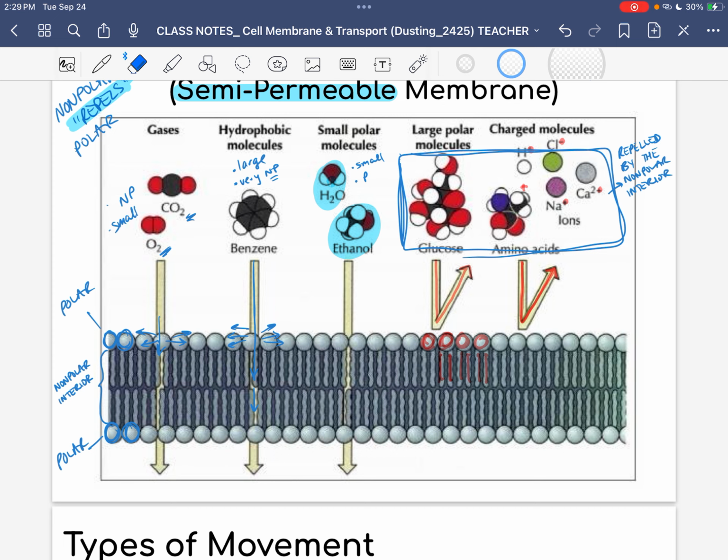Let's give these a little highlighting. Gases, yes. Hydrophobic molecules, yes. Small polar molecules, yes. But then large polar molecules, no. And charged molecules, no. They get repelled.